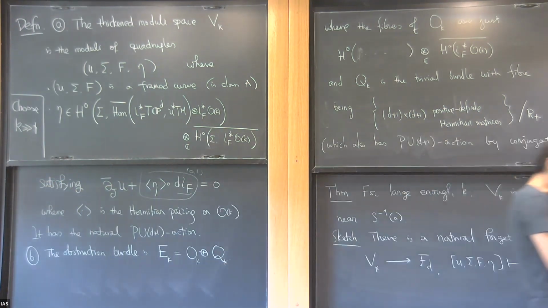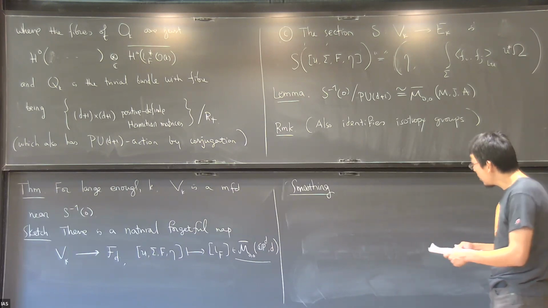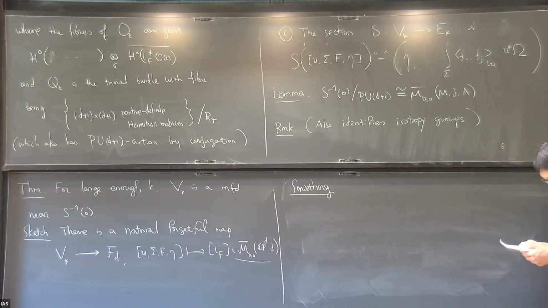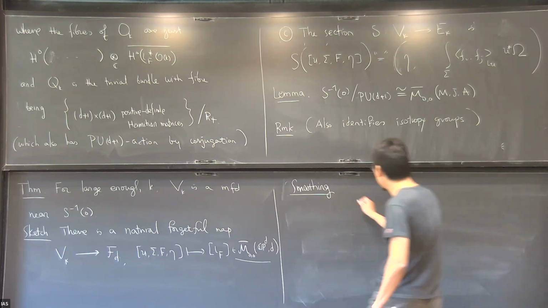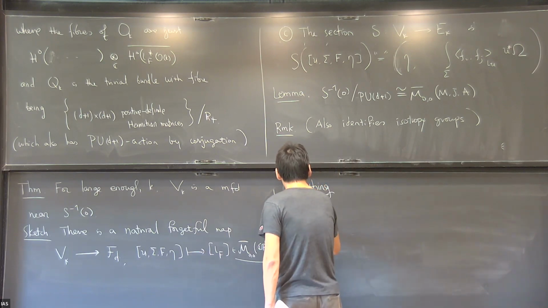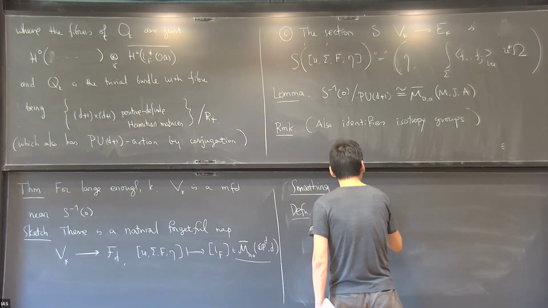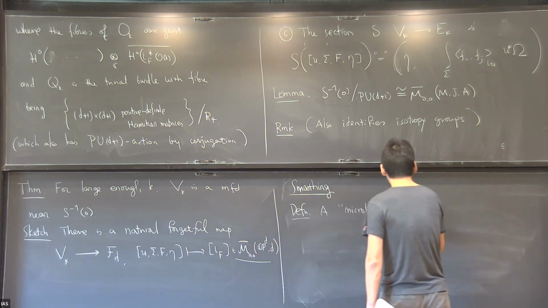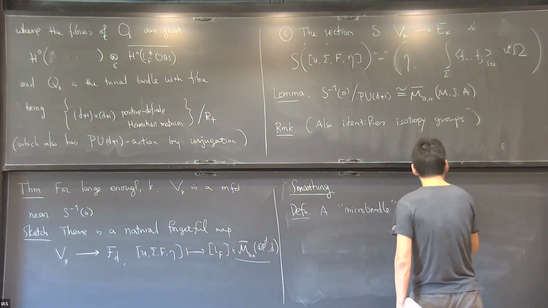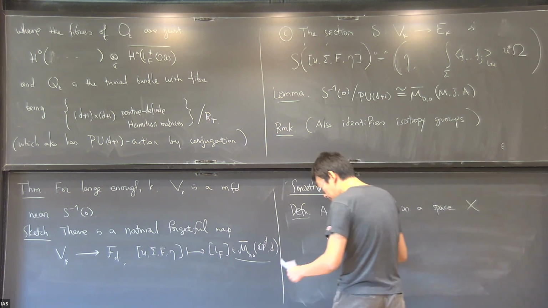Okay. So I'll quickly tell you how to do smoothing of a topological manifold. Let me introduce, or review, this concept of microbundles. A microbundle on a space X is this diagram.